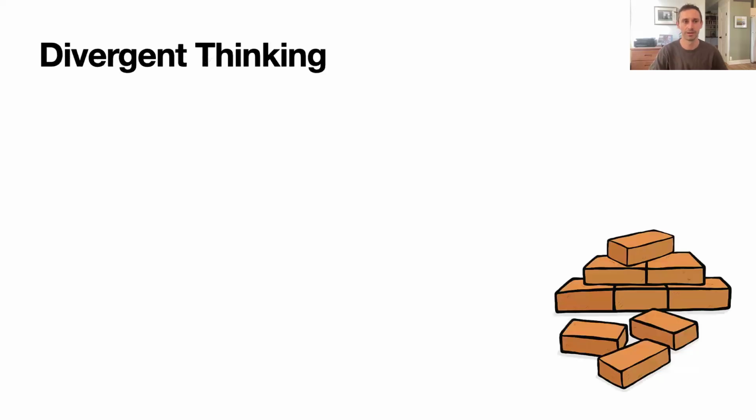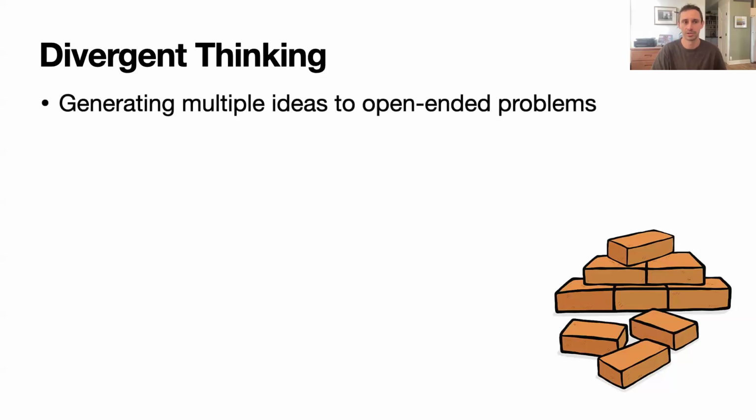So starting with study one, a bit of background. Some of you may already be familiar with this, but divergent thinking is sort of the dominant measure of creativity within laboratory settings. So in a divergent thinking task, you're asked to generate multiple ideas to open-ended problems. There's no single right answer. You're just given an open-ended prompt and asked to generate as many solutions as you can.